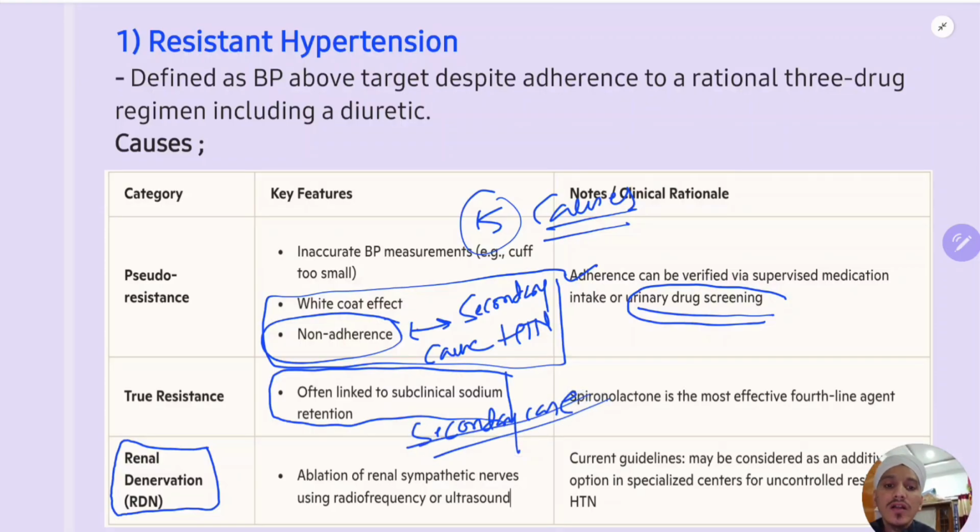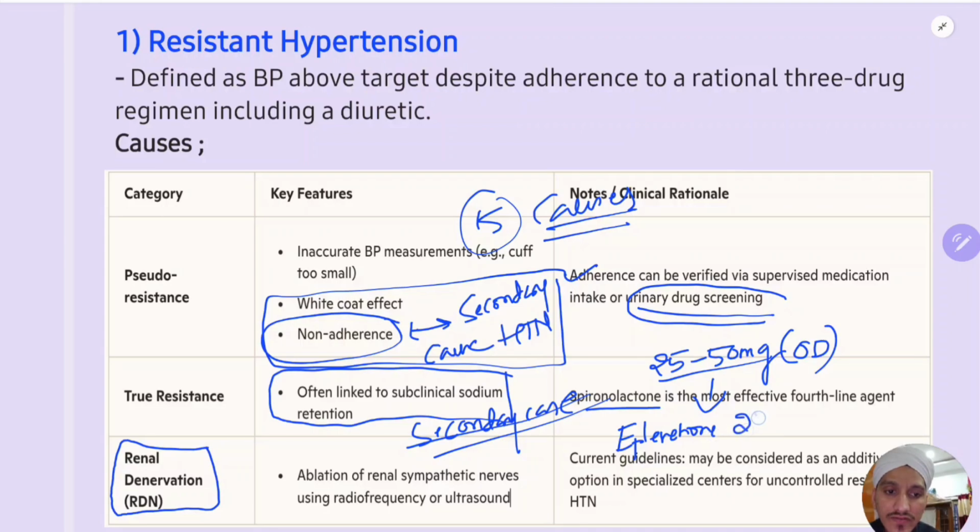So when you exclude all the causes, then the fourth drug, which is the drug of choice in resistant hypertension, is spironolactone. You can give it in the dose of 25 to 50 mg once daily. Okay. Or if the patient develops gynecomastia, you can give eplerenone 25 to 50 mg OD. Okay. That's how you give.